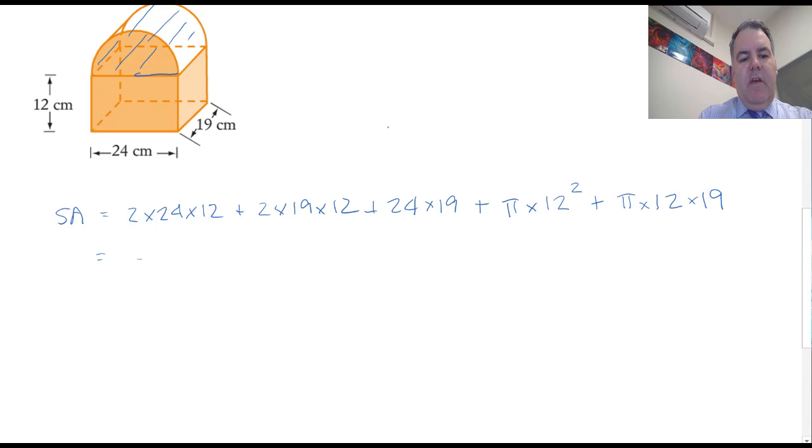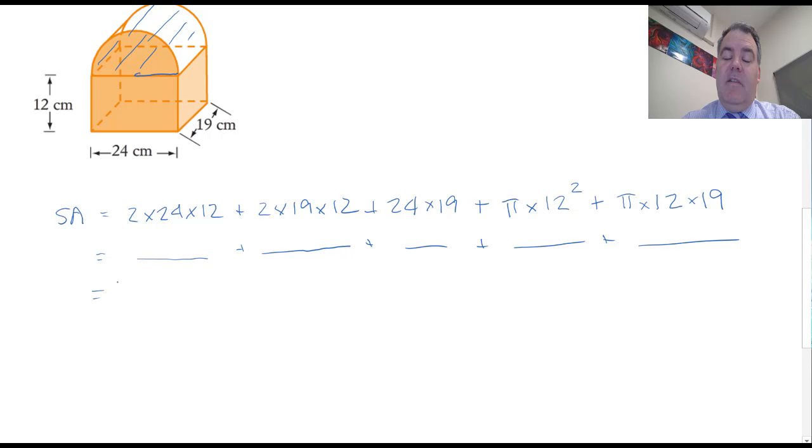Again, you could work this out by doing these parts individually on your calculator, and then add all those numbers up. But just be careful not to use the rounded numbers, because you might get it a little bit inaccurate at the end. When you do that, you should get 2656.7 centimeters squared.